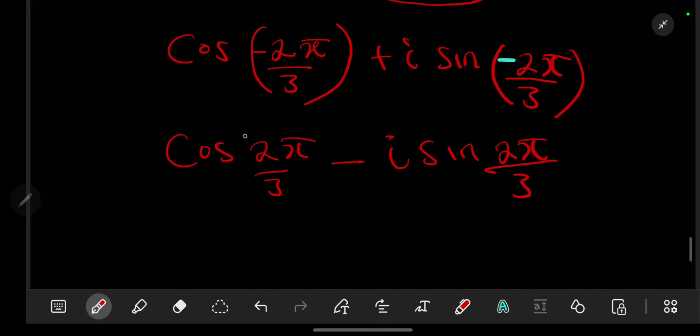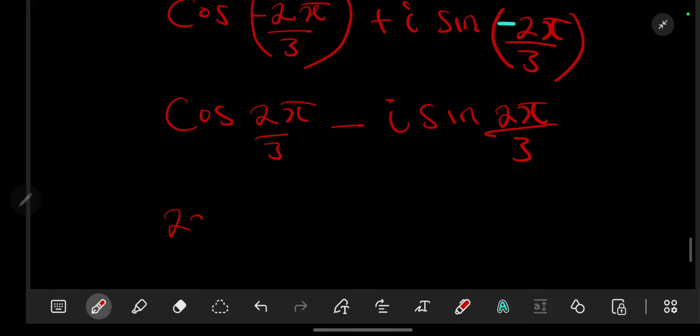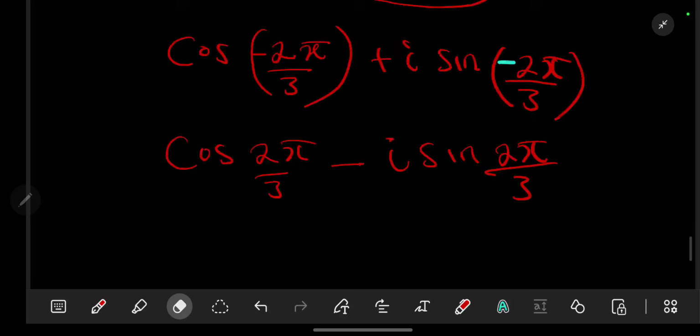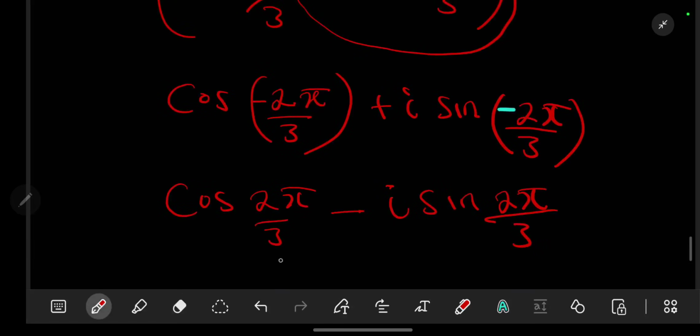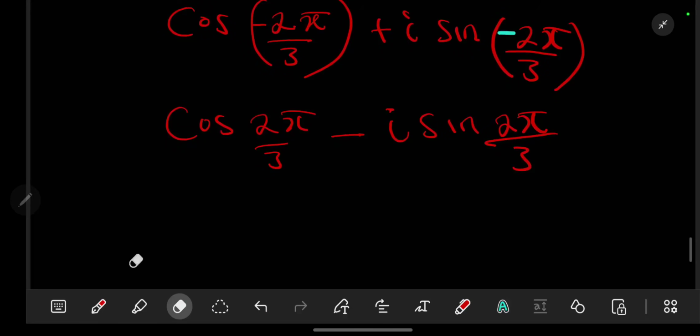Now we need to finish this. In this case, we need to know what this angle is equal to. Just in case they are asking you to find the argument, the argument is the angle, so it's 2 pi/3. The value of the radius, or the absolute value, would be 1, because this number is surrounded by 1. We are going to solve that last question, but now you need to know what this angle is equal to.